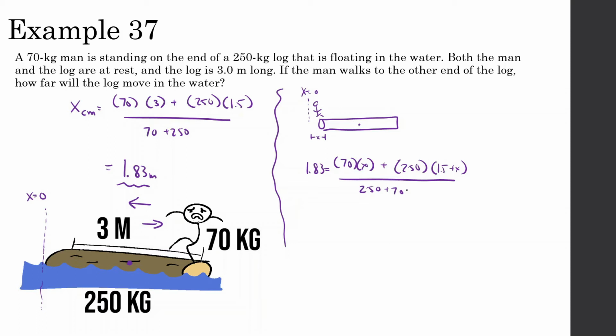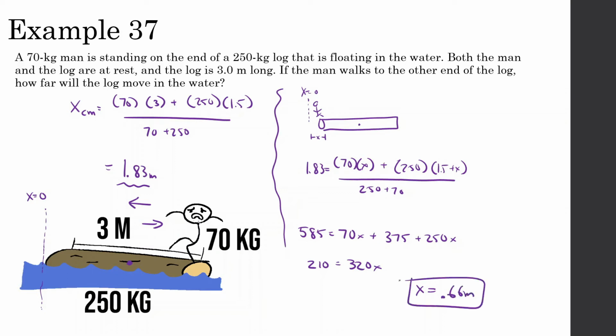So let's try to simplify this. 1.83 times 250 plus 70, which gives us 585, is equal to 70x plus, and let's FOIL this out, 250 times 1.5, 375, plus 250x. I'm going to bring this to the other side, and I'm going to get 210, and then I'm going to combine like terms, 320x, and let's see what x is. 210 divided by 320, we get x as 0.66 meters. Okay, so the log has moved 0.66 meters when he moves all the way to the left.